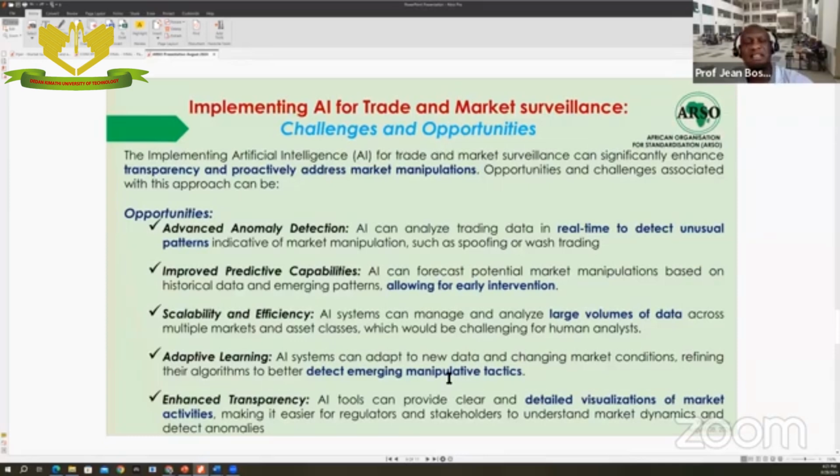So it means the system can analyze a larger volume of data. That is what artificial intelligence is doing. And then it allows human analysts to not be challenged, or you can still challenge other people who are trying to cook the data.